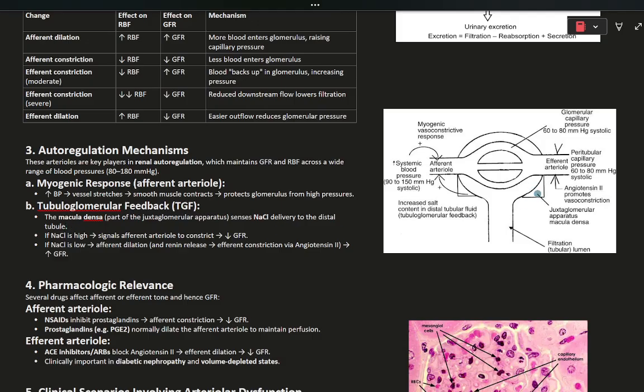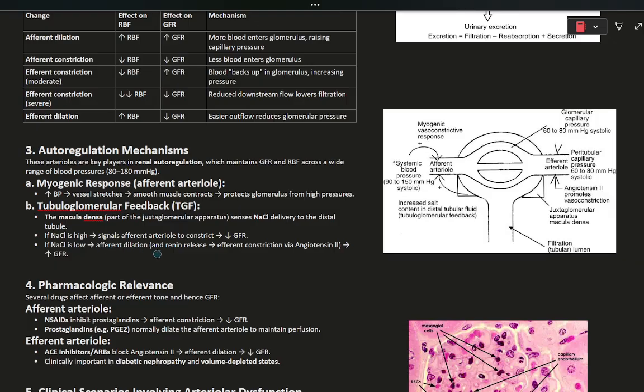So here we have the juxtaglomerular apparatus, which has a macula densa, and it's going to sense the presence of sodium chloride in the distal convoluted tubule. And if the sodium chloride level is high, it's going to signal the afferent arteriole to constrict, thereby leading to decreased glomerular filtration rate, because we don't want more sodium chloride to be filtered. Now, if the sodium chloride is low, this is going to lead to afferent dilatation, or expansion of the blood vessel here.